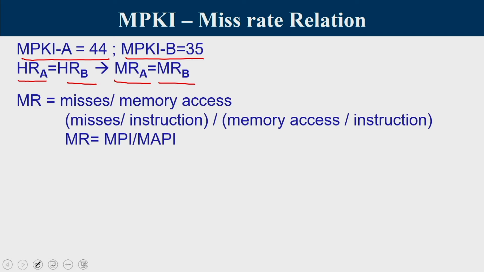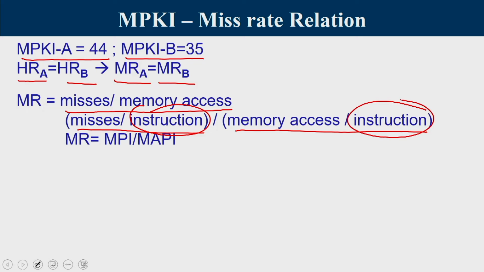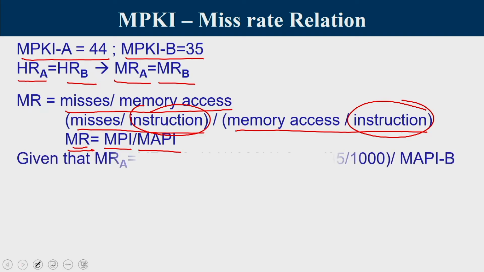Now, miss rate is defined as the number of misses divided by the number of memory accesses, or misses per instruction divided by memory accesses per instruction, because the instruction component is common. So, in the numerator we bring in a parameter called misses per instruction, divided by the number of memory accesses per instruction. So, miss rate is MPI, misses per instruction, divided by MAPI, memory accesses per instruction.